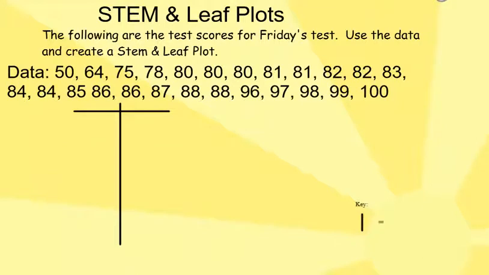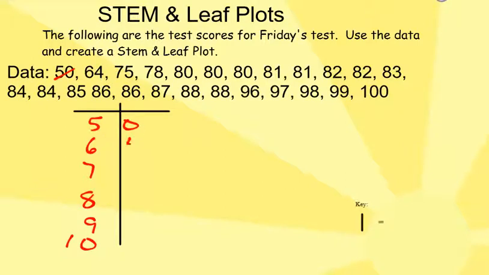The first thing you want to do is make kind of a T-chart. This is going to represent our test scores from Friday. My data ranges anywhere from the 50s all the way up to 100. So my tens place goes from 50 to 60 to 70 to 80 to 90 and to 100. The numbers on the left represent my tens place, and the numbers on the right are my ones. So this is 50.